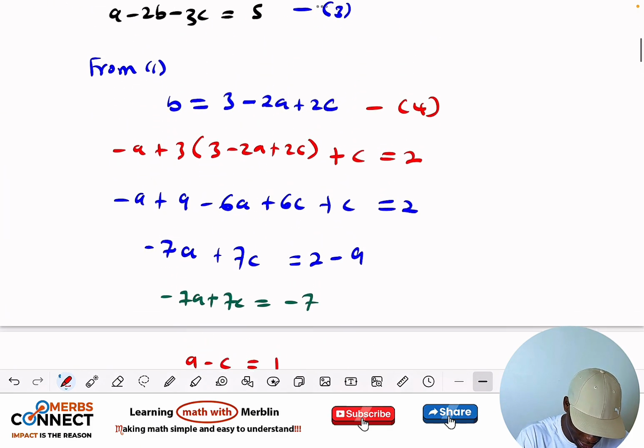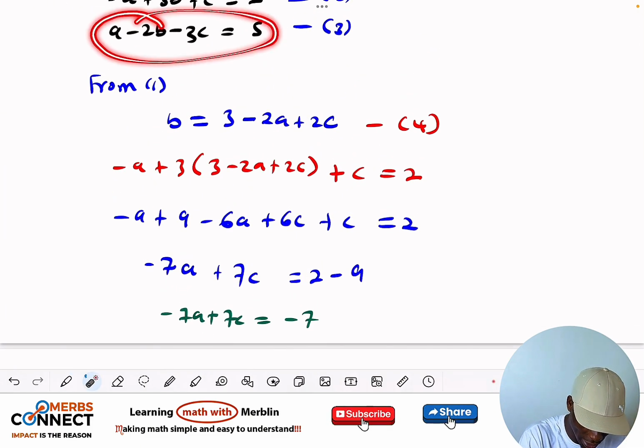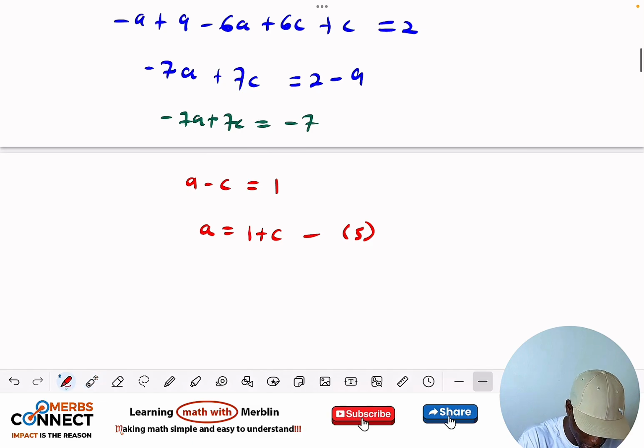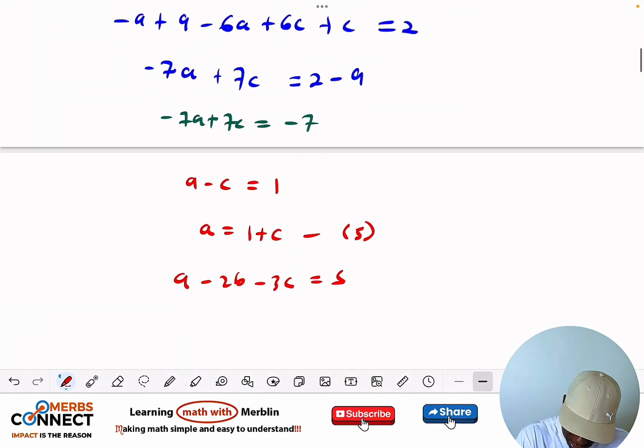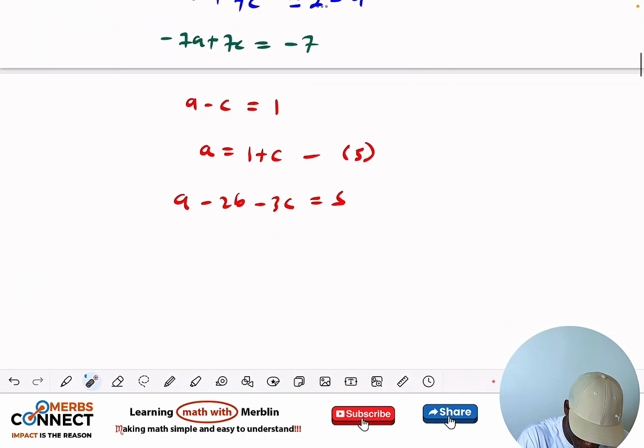So this is equation 3 here. Equation 3 is a minus 2b minus 3c is equal to 5. That's equation 3. So let's just do the substitution. So a is equal to this. So I'm going to have 1 plus c minus 2.